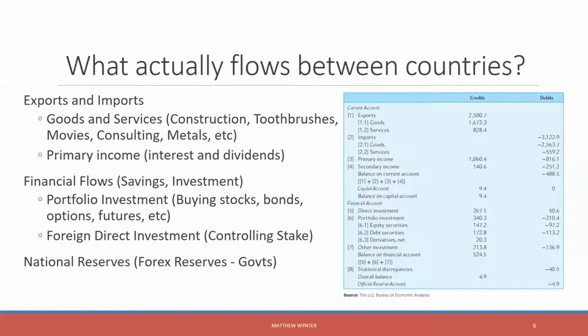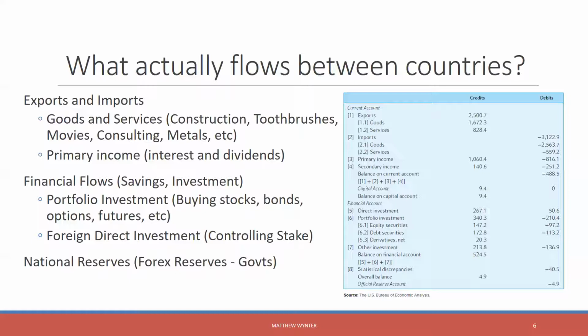We then have our financial flows. So these are going to be our savings and investments that move between countries. We have portfolio investment, and this is the typical way we think about buying a stock or buying a bond or buying an option, a derivative. And then we have foreign direct investment. What makes foreign direct investment so interesting is that we're looking at capital flows that can have a controlling stake in a foreign business. So we'll talk about this when we get into the capital account. Generally, we think about an investment with like a 10% or more ownership, something that's going to give you the ability to control the foreign business. We generally think of that as foreign direct investment.